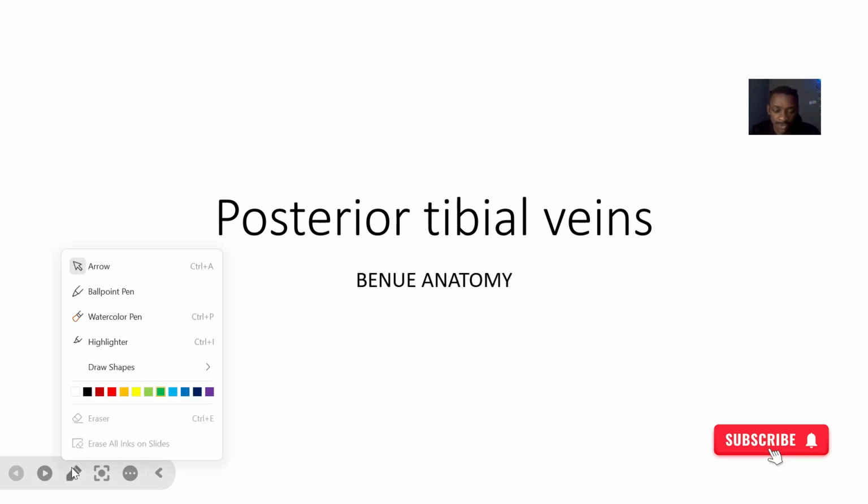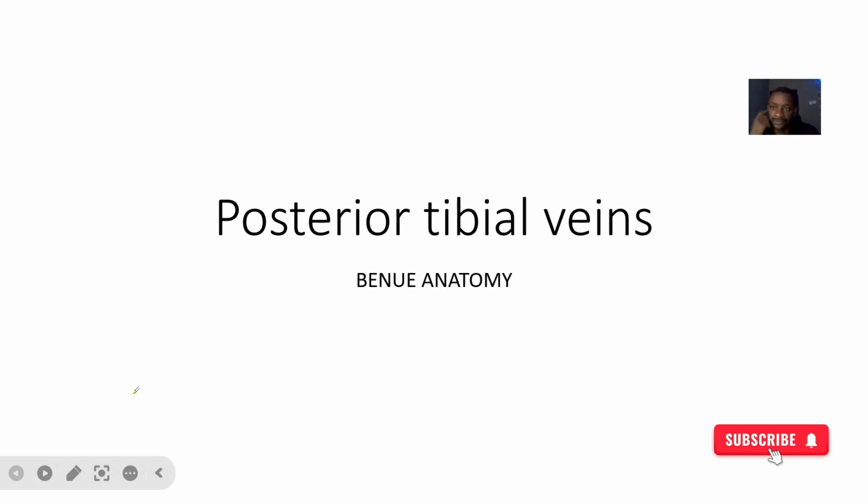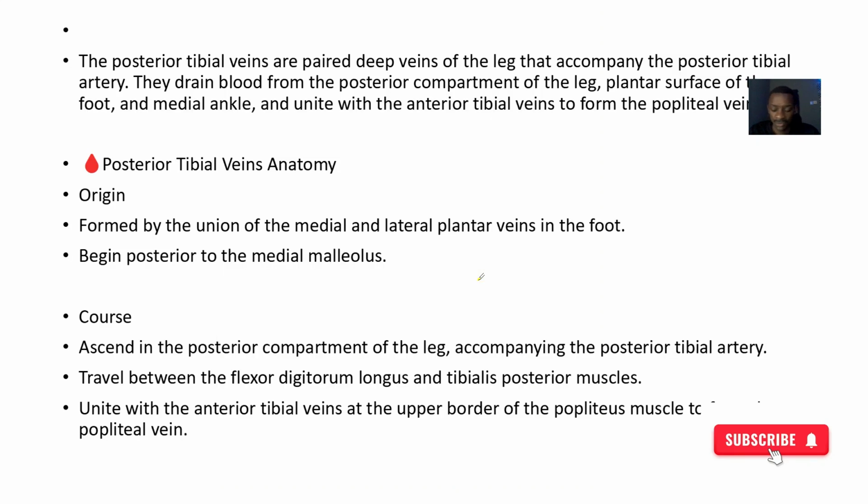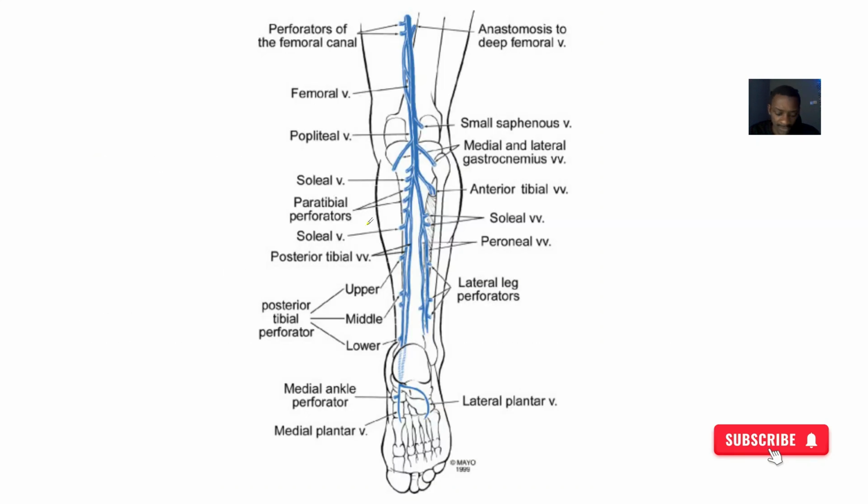Now up next, we are trying to look at the next vein in the lower limb, which we are going to discuss its anatomy, and this is what is known as the posterior tibial vein. So let's try to identify the vein here. Looking at this image, what we have here is the posterior tibial vein. So the posterior tibial vein, let's identify it here too. Okay, posterior tibial vein.